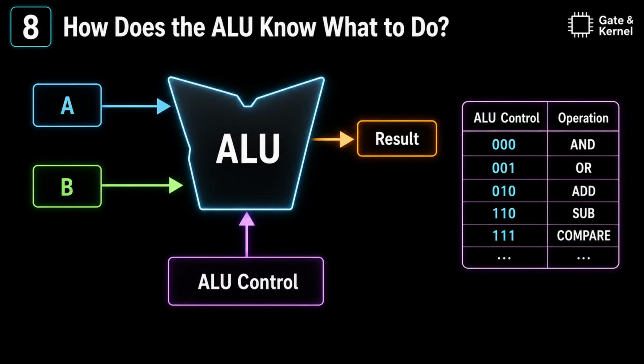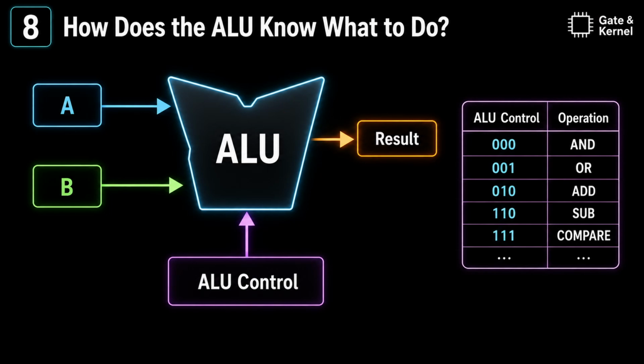Chapter 8. How does the ALU know what to do? This is one of the most important ideas in the entire lesson. Imagine the ALU receives the same two inputs every time. A is 0101. That is 5. B is 0011. That is 3. Now watch what happens when only the control signal changes.